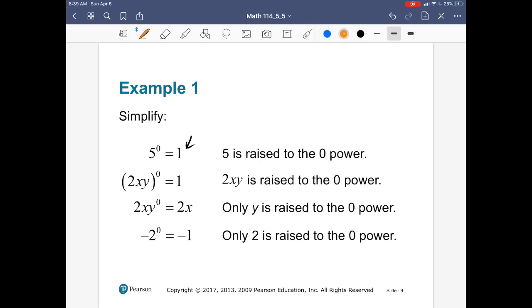2xy to the power of 0 is also 1. Now these two have a little difference. This one became completely 1 because of the parentheses. The parentheses state that everything goes to the 0 power. However, in this problem right here, only the y has the 0 power, so therefore the 2x remained. Similarly, in this last problem, the 0 power is only going to the 2, not the negative. So this becomes negative 1.